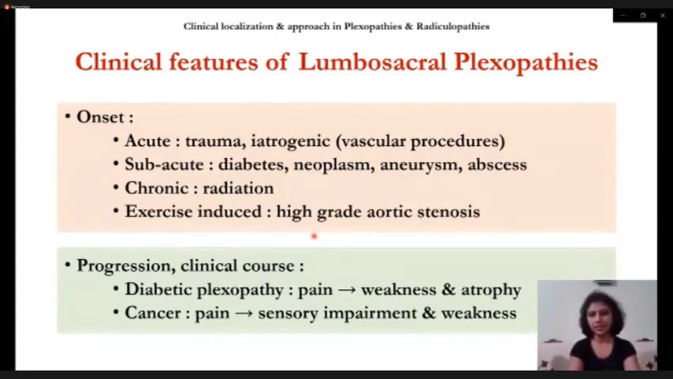Exercise-induced ischemia of the lumbosacral plexus may occur in patients with high-grade stenosis or occlusion of the arterial supply of the lumbosacral plexus. In the case of diabetes, the patients experience pain followed by weakness and atrophy. The same sequence of pain, which is present in the back, the pelvic region, or as radicular leg pain, followed by sensory impairment and weakness can also be seen in the setting of cancer. But here, the course is more protracted over weeks and months as compared to diabetic plexopathy that evolves over a few days to weeks.